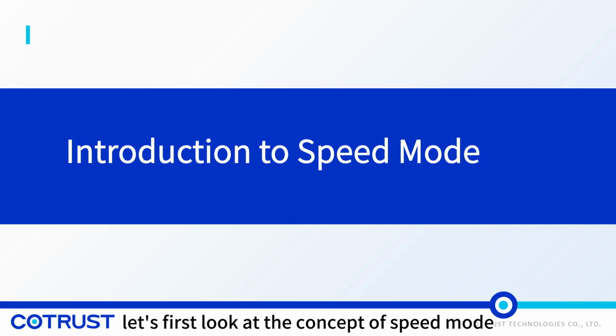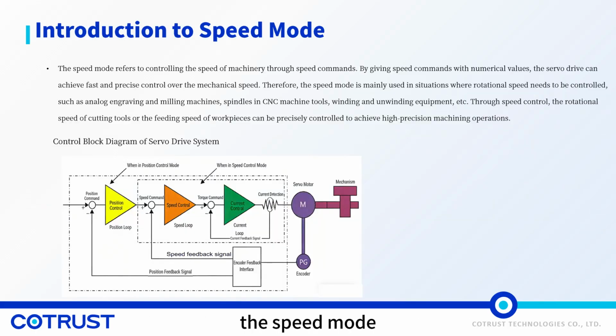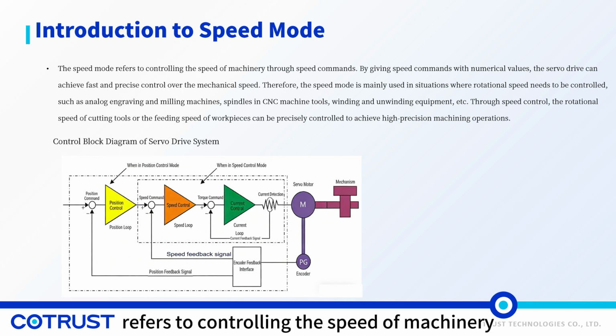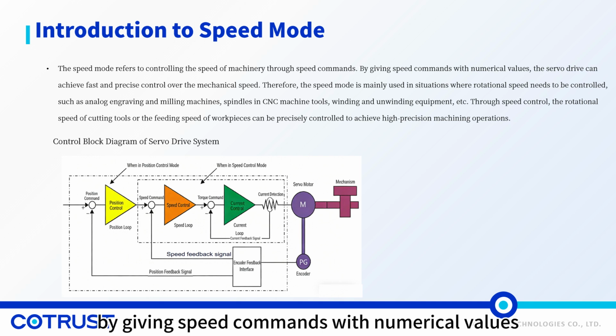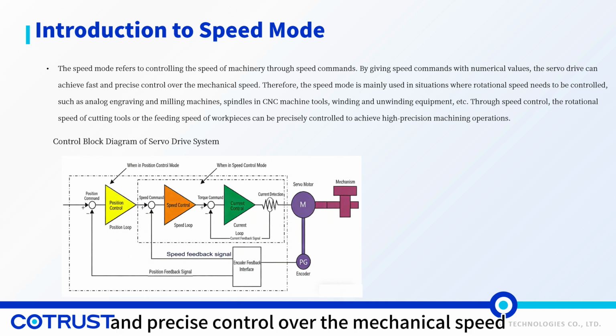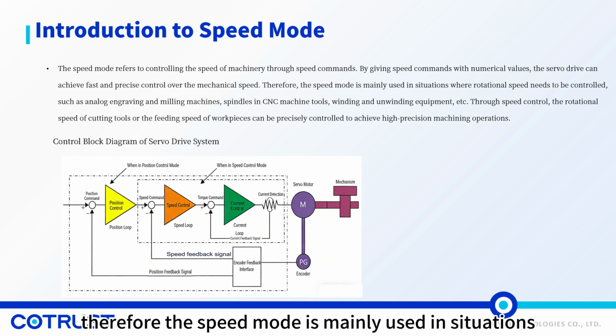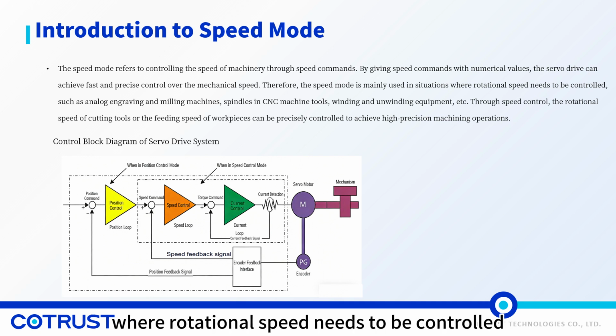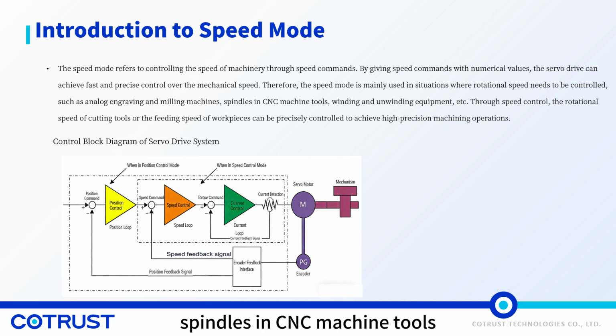Let's first look at the concept of speed mode. The speed mode refers to controlling the speed of machinery through speed commands. By giving speed commands with numerical values, the servo drive can achieve fast and precise control over the mechanical speed. Therefore, the speed mode is mainly used in situations where rotational speed needs to be controlled, such as engraving and milling machines, spindles in CNC machine tools, winding and unwinding equipment, etc.